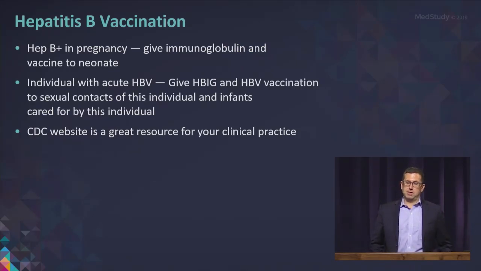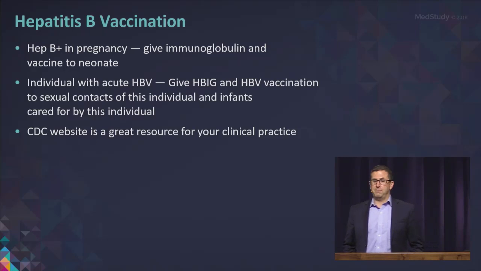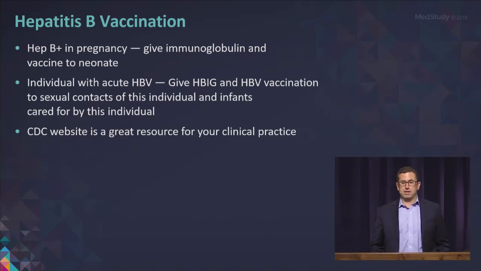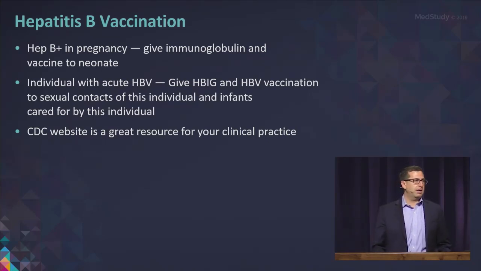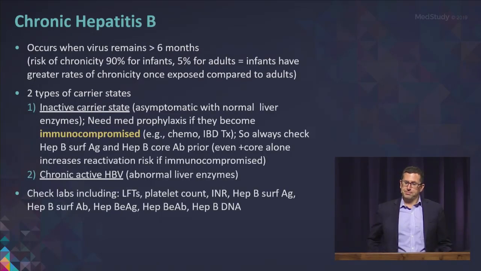Continuing on with the vaccinations, for Hep B in pregnancy, generally you're going to give Hep B immunoglobulin and vaccine to the neonate. I think that's a key testable point. In an individual with acute Hep B, you want to give the immunoglobulin and vaccine to sexual contacts of this individual and infants cared for by this individual. And again, the CDC, not really for the test, but just in general for taking care of your patients, has great summaries of vaccinations.